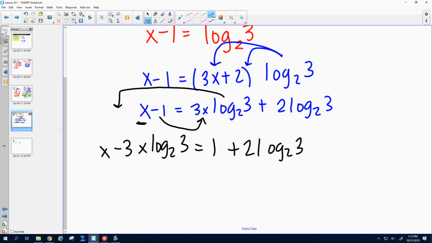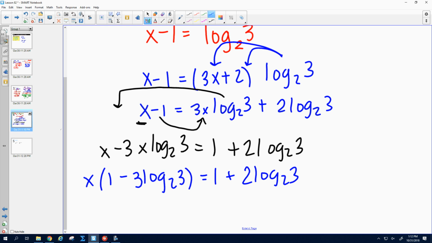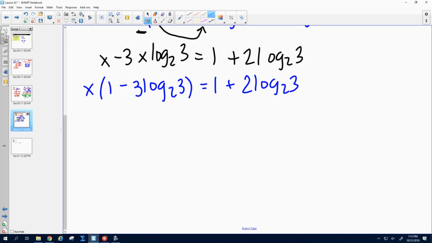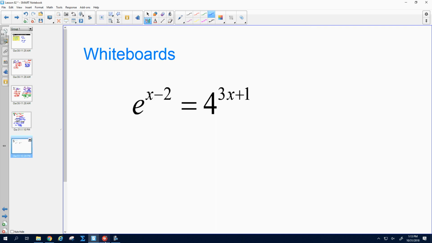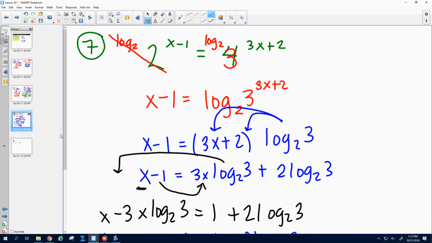All right, Thomas, what's the next step? Okay, factor out the x. So I have a 1 minus 3 log base 2 of 3. Excellent. And Carson, what's the next step? Yep. So I'm going to divide by that whole thing, 1 minus 3 log base 2 of 3. And then plug it in and get an answer. Okay, everybody good? Let's try one whiteboard problem.